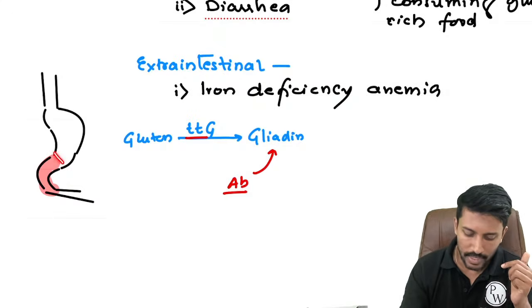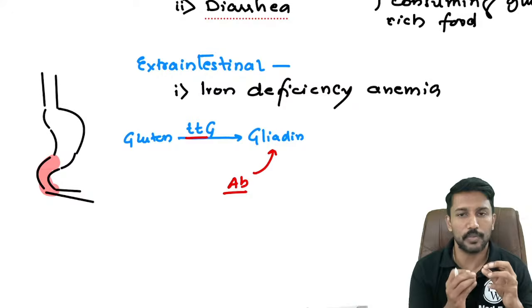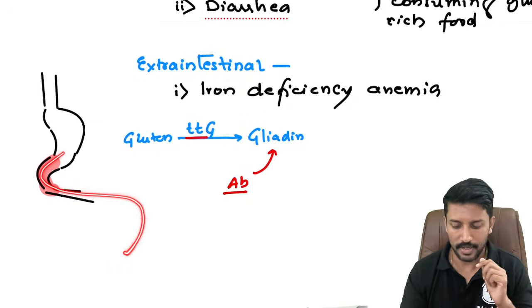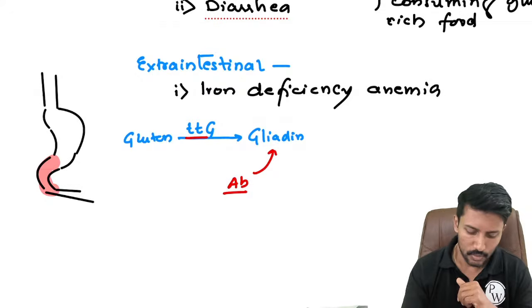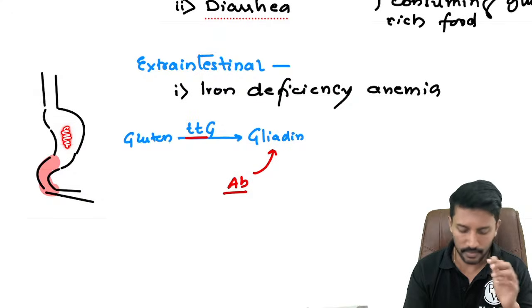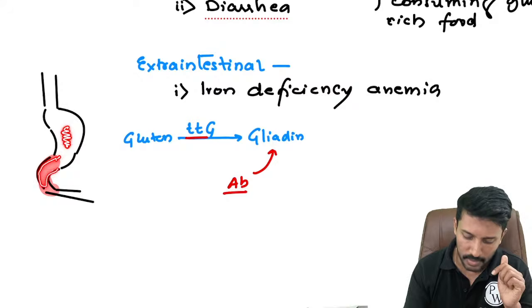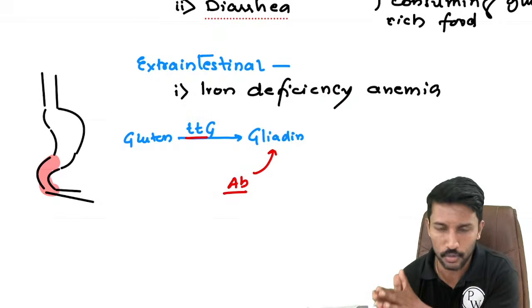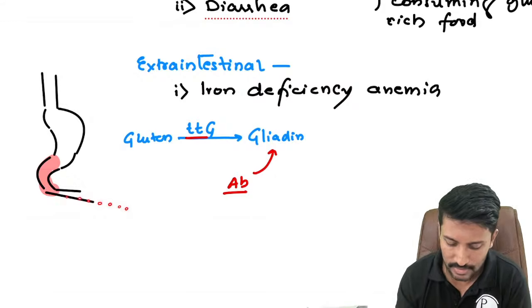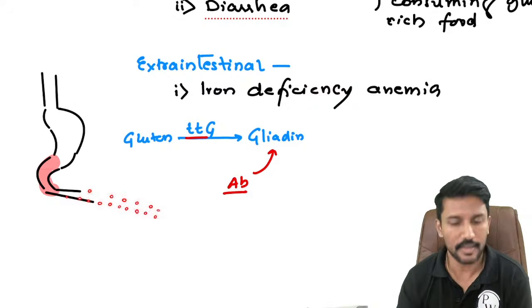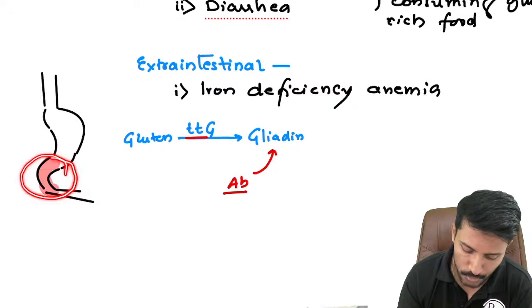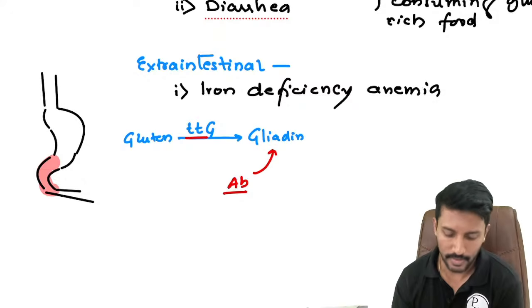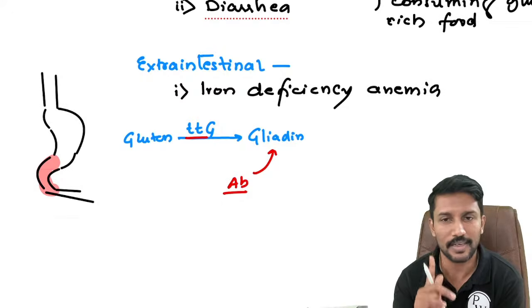Where will I have the maximum amount of antigen present in the digestive tract, the gliadin? The stomach starts digestion of the protein, and the maximum amount of gliadin is presented to the duodenum. As the food bolus moves forward, there is less and less exposure to the gliadin or gluten, and that is why there is less and less antibody-mediated injury. So the maximum antibody-mediated injury happens to the duodenum. Always when you think of celiac disease, think of duodenum.